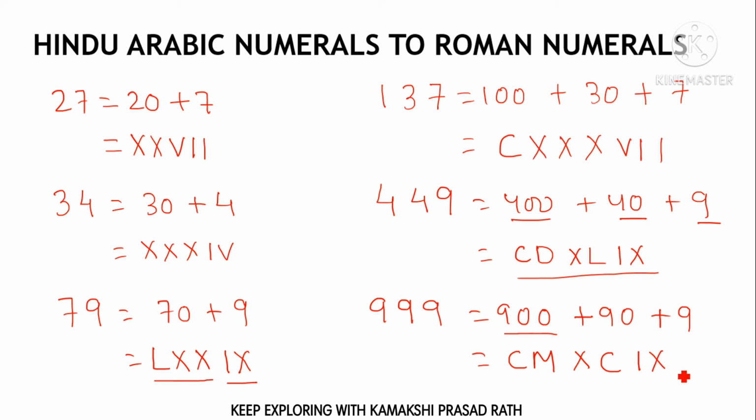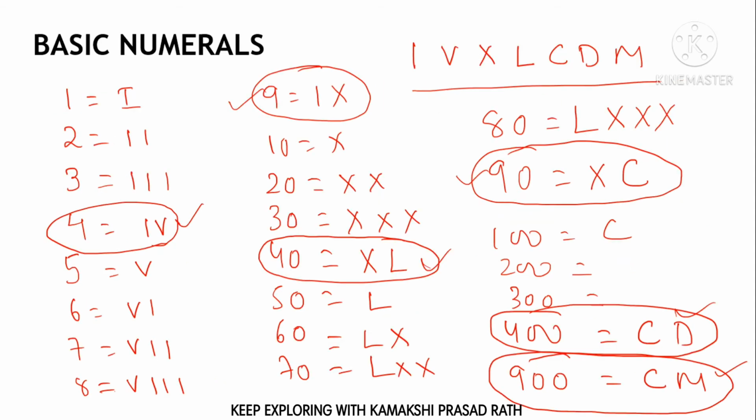IX. So you have to remember the basic numeral conversions: IX, IV, XC, XL, CD and CM. These are the basic things. As we have seen here, these are the six groups you have to remember: 4, 9, 40, 90, 400 and 900.